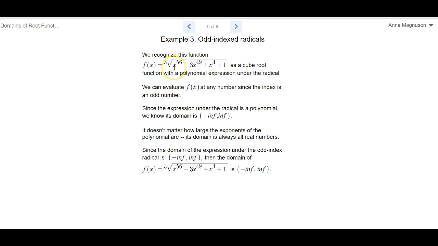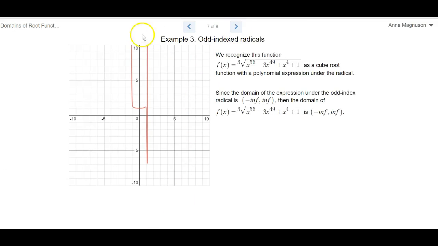So since a polynomial has a domain of all real numbers, this means that I can put anything in this expression, g of x, and I can get a positive or negative value out of that, and that's fine because I have an odd index radical. So it doesn't matter how large the exponents are, the polynomial always has a domain of minus infinity to infinity. Therefore, the domain of this radical function, since the index is odd, is minus infinity to infinity. And here's the graph of that radical function.